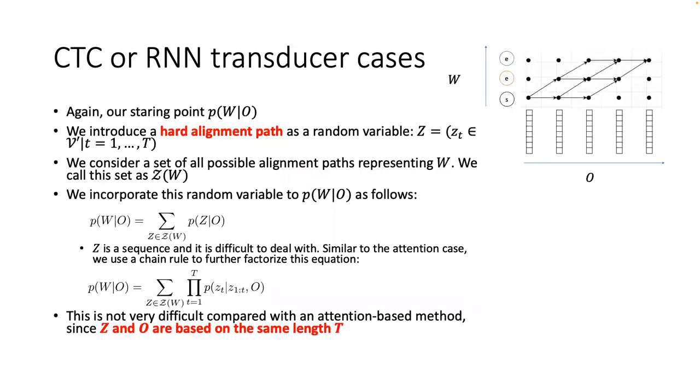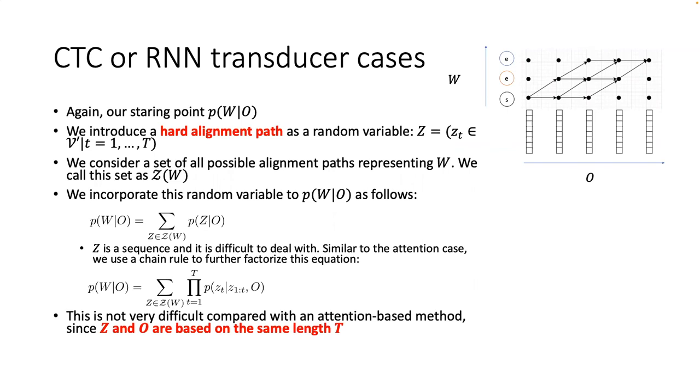And hard alignment is actually not observable, right? As I mentioned, we have to consider all possible alignment paths and then estimate the probability of each alignment, and then, for example, select the most probable alignment. So this hard alignment concept is included in the CTC and RNN transducer. How to include this alignment information? How to include some kind of additional variable in our model? P(W|O) doesn't have information about the alignment, the variable Z, right? And how to incorporate it, we use some rule.